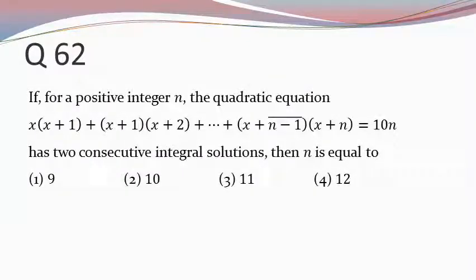Take a moment to read the question. So for a positive integer n, this given quadratic equation has two consecutive integral solutions and we have to find out the value of n. How do we do this question?